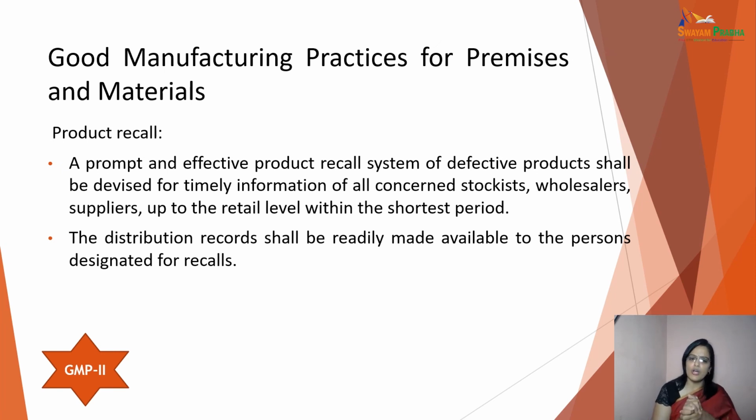Product recall. A prompt and effective product recall system for defective products shall be devised for timely information to all concerned stockists, wholesalers, and suppliers up to the retail level within the shortest period. So this is product recall. This is very important in case anything goes wrong. Immediately the product should be lifted from the market, from the wholesaler and retailer, up to the retail level.